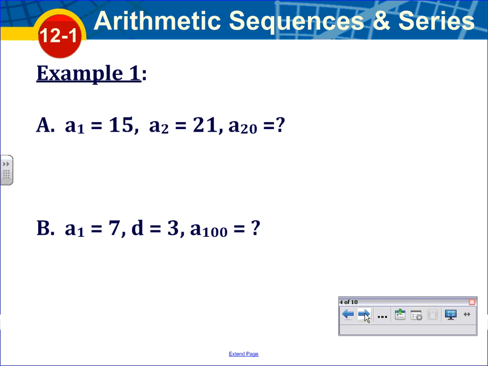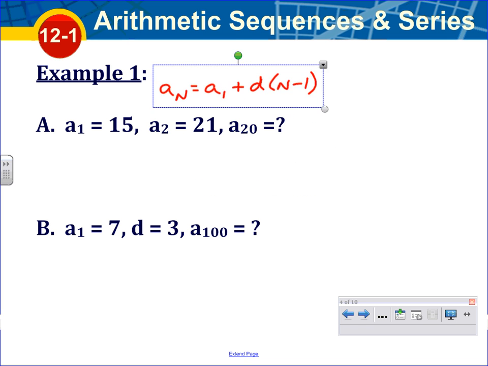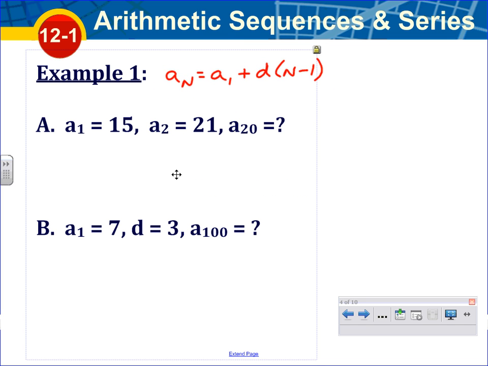Example 1, a sub 1 equals 15, a sub 2 is 21, and a sub 20 is what we're trying to find. So our formula for this guy is a sub n equals a sub 1 plus d times n minus 1. Now d represents the number that is added or subtracted from one term to the next. So that's the formula that we're going to use for everything. In this case, we don't know what d is, but off to the side here, and this is just what I do kind of mentally, I take my second term minus my first term, and that gives me d.